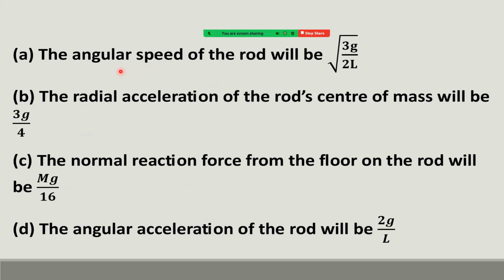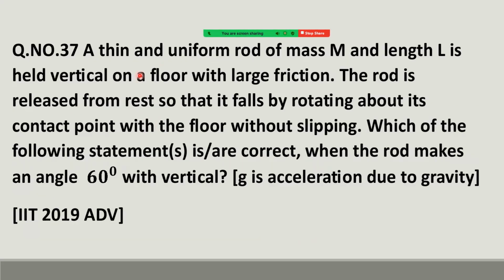So we have to find angular speed, radial acceleration, normal reaction from the floor, and angular acceleration of the rod. So we have to find omega, alpha, acceleration along the radius. Let us see how to start the problem. The condition is that a thin uniform rod is held vertical, and then the angle becomes 60.